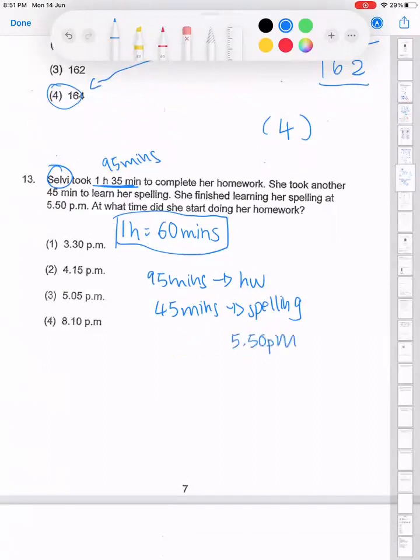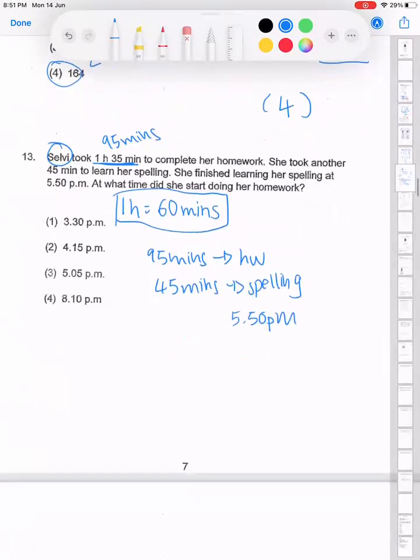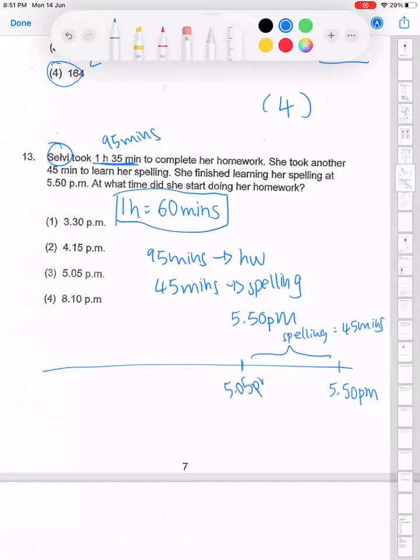5:50 p.m. So what time did she start? Let's draw a timeline. 5:50 p.m. Right? So for this, I also like to work backwards. So you are working backwards from spelling. The time needed for spelling would be 45 minutes, right? So you can see, it gives me 5:05 p.m. Okay, so I'm going to use another color. So this whole time until here is spent doing homework.